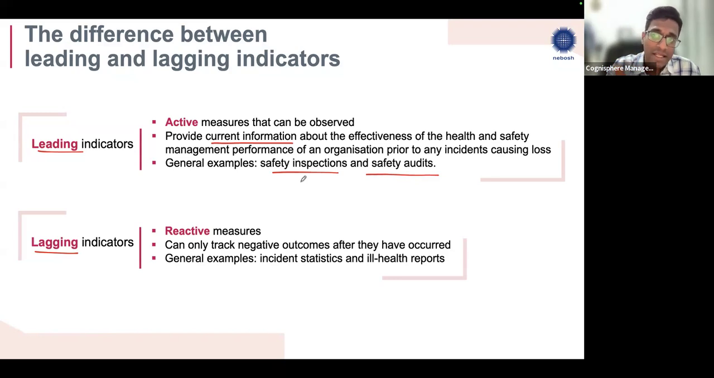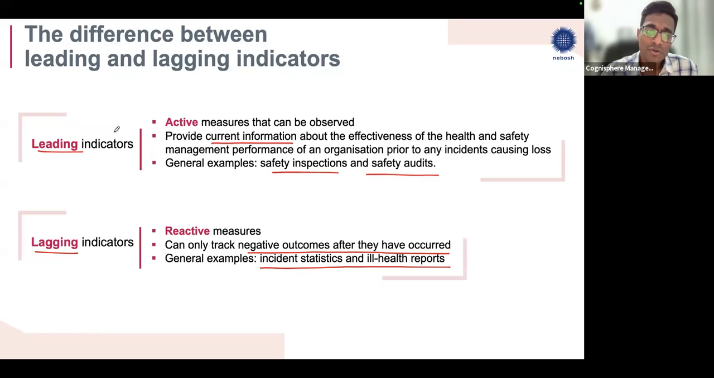Okay. Now lagging indicators, these are the data from incidents that have already occurred. Okay, it can only track negative outcomes after they have occurred. So general examples, incident statistics and ill health reports. So incident statistics tell you how the incidents have occurred. So for the last 6 months, it may indicate that the number of incidents recorded has increased, or the number of incidents recorded has decreased. So it gives you an indication that the chance of future incidents is high or less.